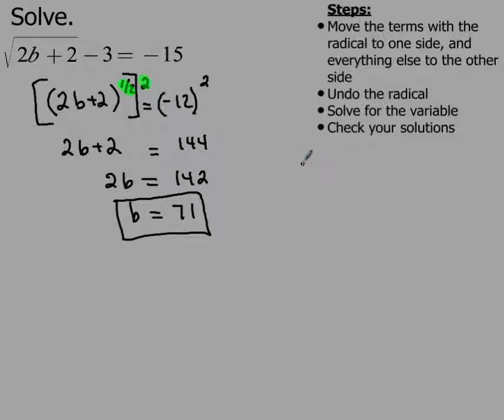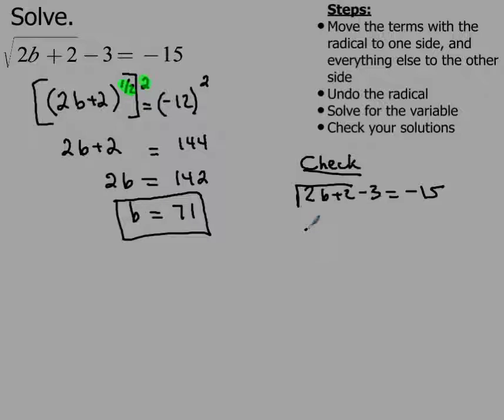Checking our solutions will look like this. We'll write down the word check. We'll write down the original problem, 2b plus 2 square root of that minus 3 equals negative 15. Now this is kind of nice because we just want to see if we get negative 15 on the left and we're good to go.